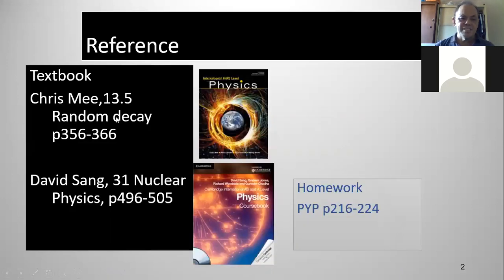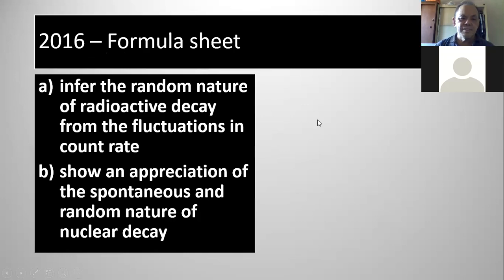These are the references if you want more information or want to check what I teach. This is the past year paper that I photostat for my students. These are the textbooks. These are the syllabus requirements that have been introduced in 2016.